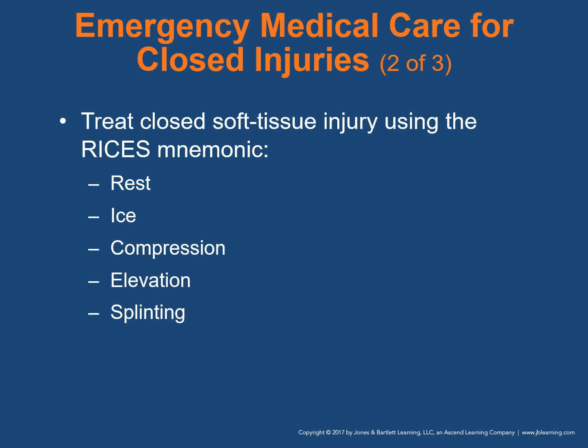Treat a closed soft tissue injury using the RICES mnemonic. R is rest, I is ice, C is compression, E is elevation, and S is splinting. That's the RICES mnemonic, and I'm going to review it one more time. R is for rest, I is for ice, C is compression, E is for elevation, and S is for splinting.